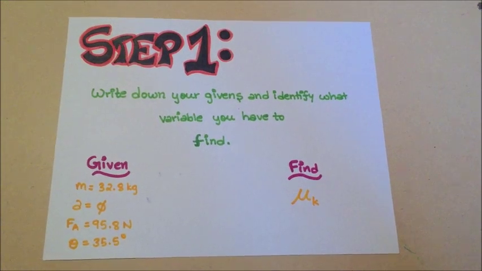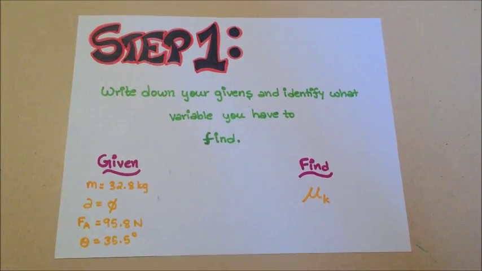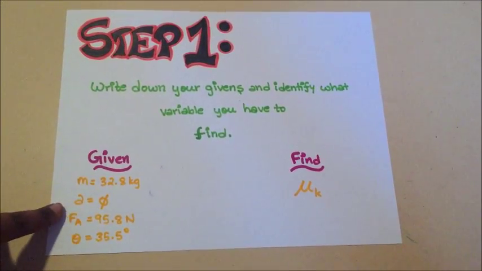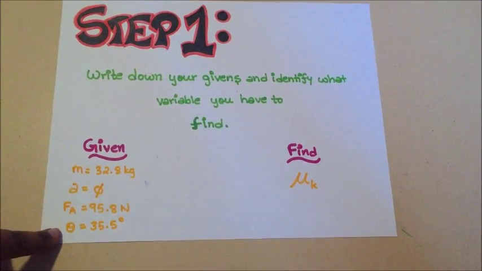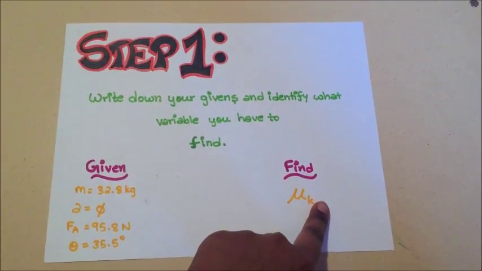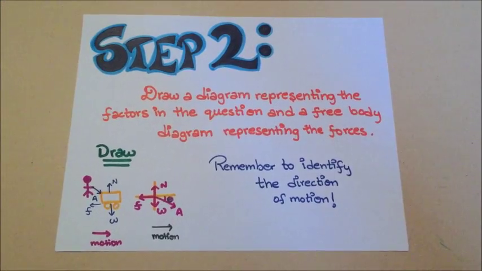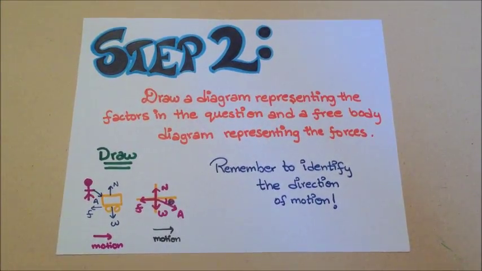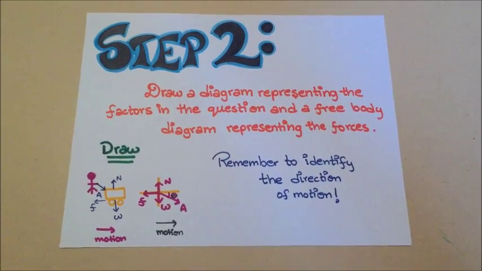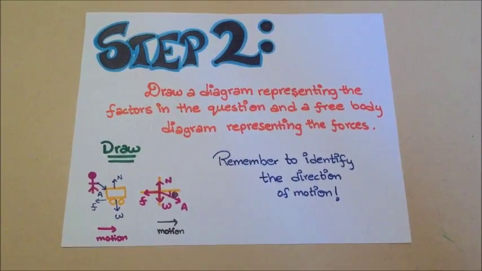First, write down your givens and identify what variables you have to find. In this problem, we're given the mass, acceleration, force applied, and the angle, and we're asked to find the coefficient of kinetic friction. After you identify your givens and the find, draw a diagram representing the factors in the question and a free body diagram representing the forces.